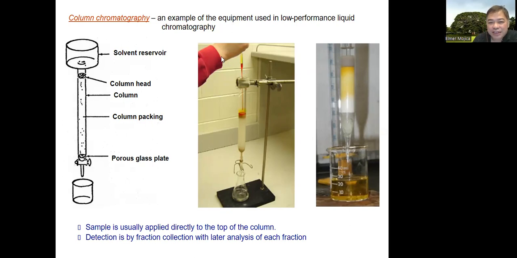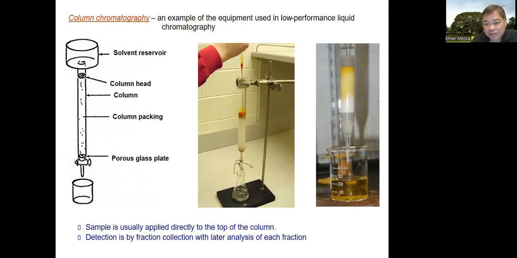So here, they really have no pump. Okay? So what you do here is just movement by gravity. You just add what we call the solvent, and usually the gravity would build pressure and push down your sample there. So that's the low performance. So yes, samples are usually applied directly to the top of the column, and detection is by fraction collection with later analysis of each fraction.